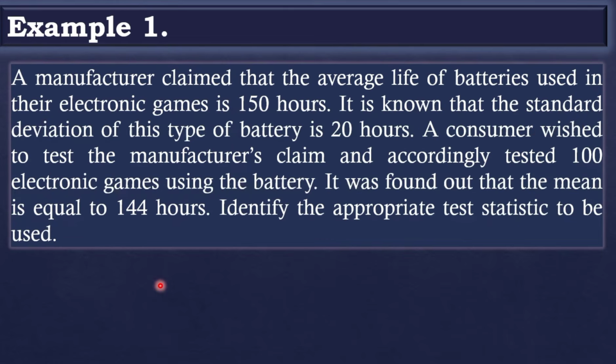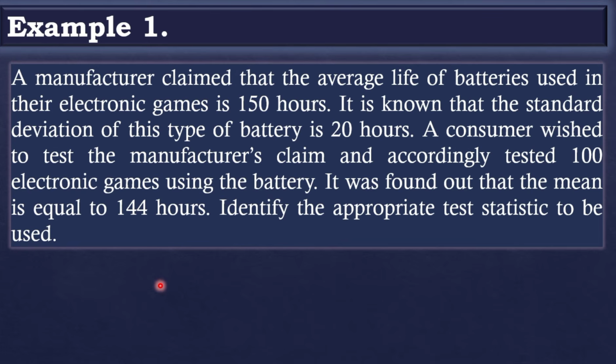Okay, for example number 1. A manufacturer claimed that the average life of batteries used in their electronic games is 150 hours. It is known that the standard deviation of this type of battery is 20 hours. So a consumer wished to test the manufacturer's claim and accordingly tested 100 electronic games using the battery. It was found out that the mean is equal to 144 hours. Identify the appropriate test statistic to be used.